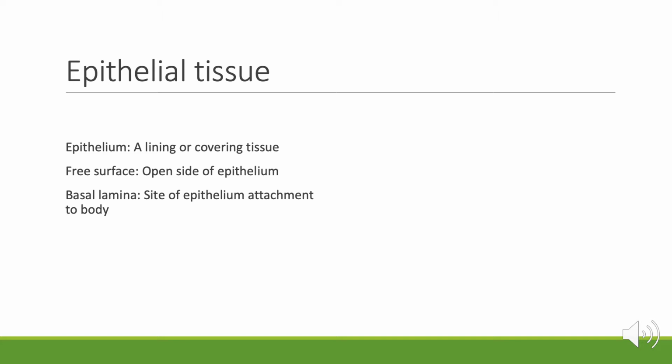These are tissues that line or cover the body and organs. The picture here shows intestinal epithelia, and the free surface would be all these cells exposed to the cavity, or the top of the picture, and the basal lamina is the site of attachment to the connective tissue, which would be the bottom of the picture.